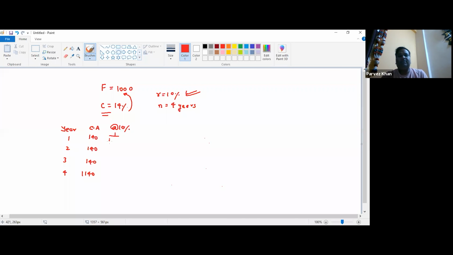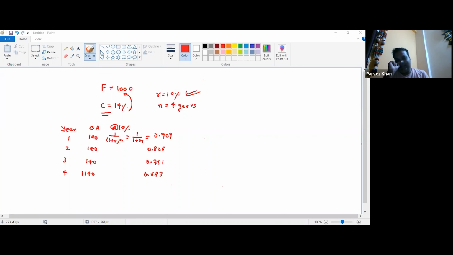Remember the formula: 1 divided by (1 plus r) to the power n. So 1 divided by 1 plus 0.1. First calculate for the first year: 1 divided by 1.1, you will get 0.909. Then for the second year, press the equal-to button again, you will get 0.826. Again equal-to button, 0.751. Again, 0.683. Is it clear? Any doubt?